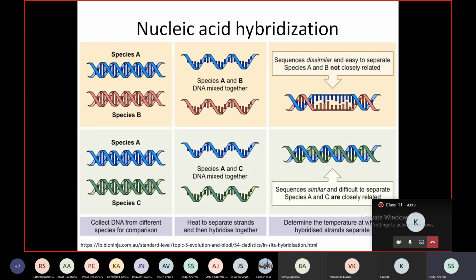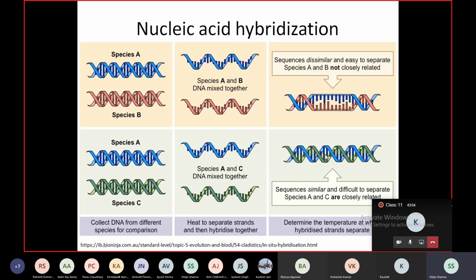Coming to the technique of nucleic acid hybridization, the technique involves bringing together the nucleic acid from different organisms to establish the extent of homology. How much similarity could there be? This is what you estimate by nucleic acid hybridization. This is done by denaturing the DNA of two species to be compared and then mixing it so that, let's say, species A and species B could form double-stranded molecules based on their homology.